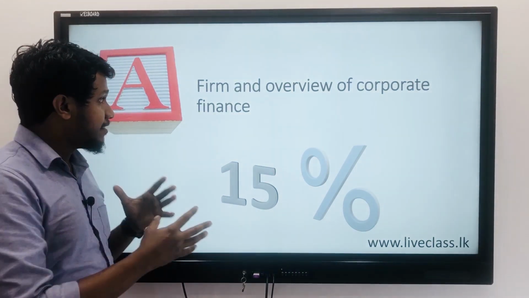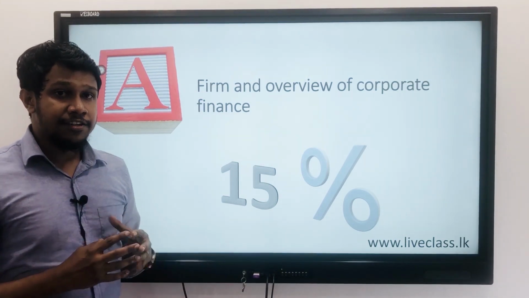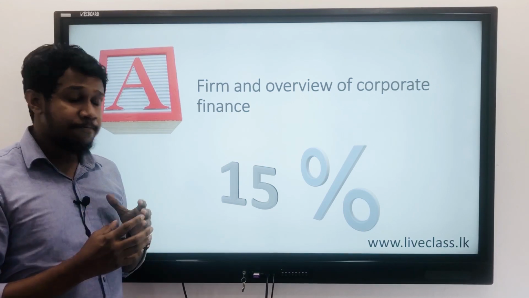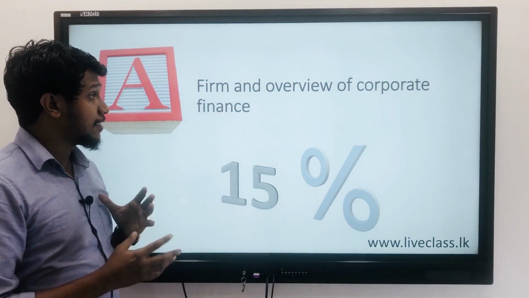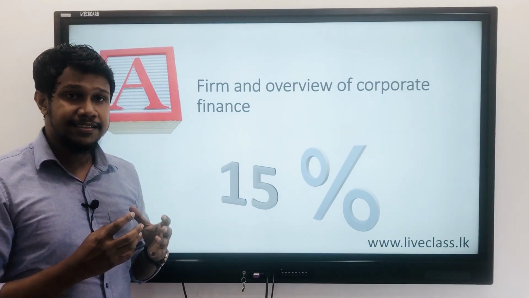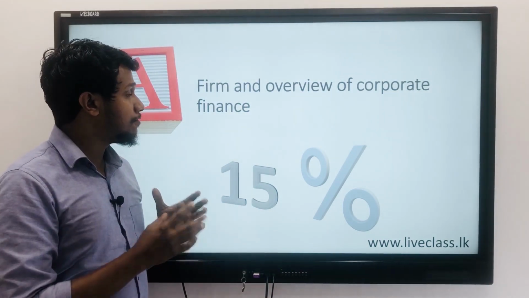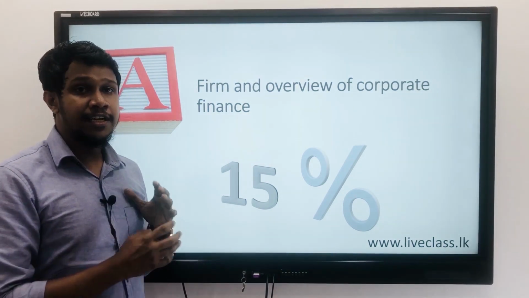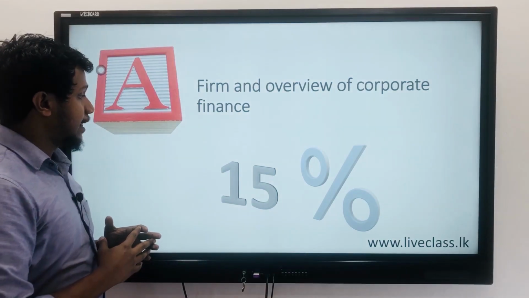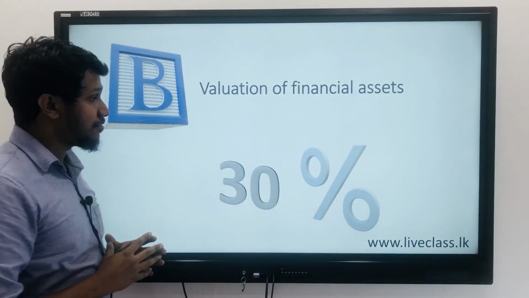So here the basic understanding about the financial strategies of the company, what financing decisions should be taken in the corporate environment. So these things we are going to discuss in part A. So basic theories, the basic concepts, how a finance manager should work, or how finance should be managed, and what the decisions are. So these things we are going to focus on in part A.